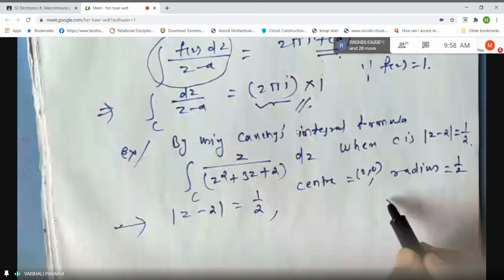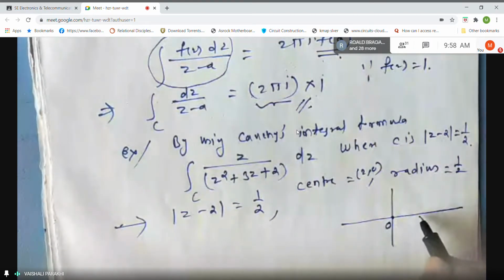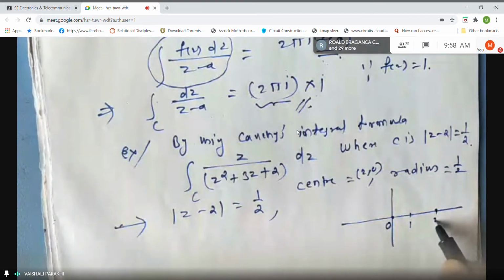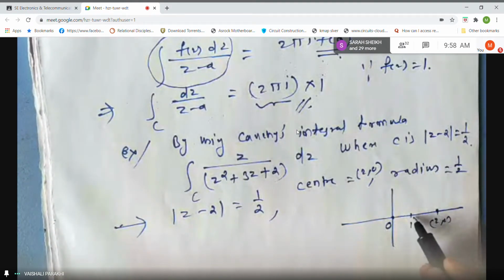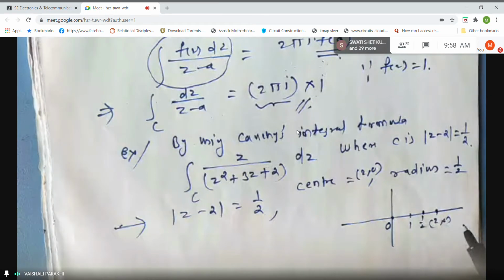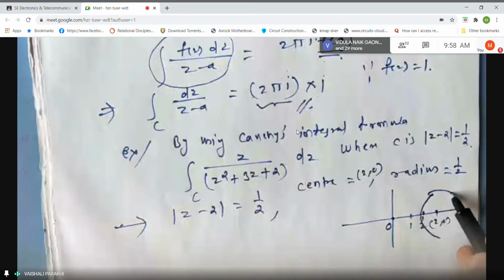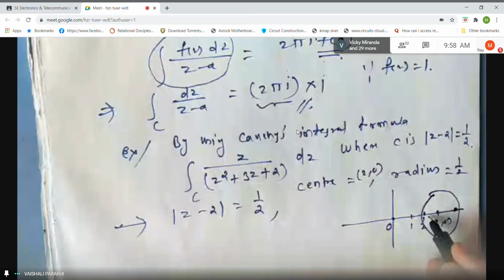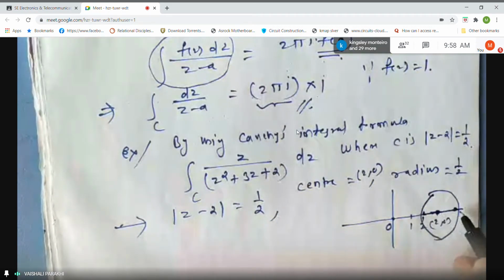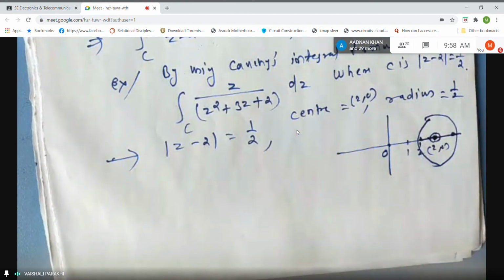So if I go to draw the diagram, how will it look? This is 0, 0. Suppose this is 1. This will be 2, 0, right, students? So this is the center. And what is the radius? Radius is half, meaning in between 1 and 2 there will be half, correct? So taking this as the center, your circle will be approximately like this. This distance has to be half. This is half and this is half. So this is the circle with the center as 2, 0.